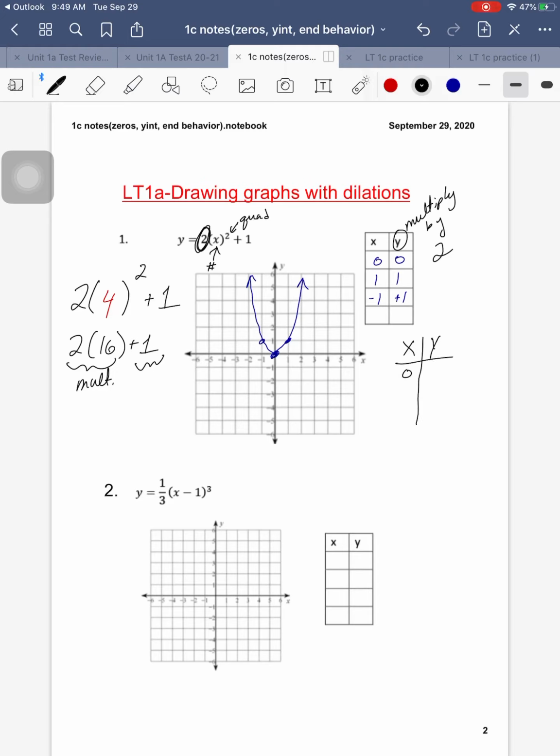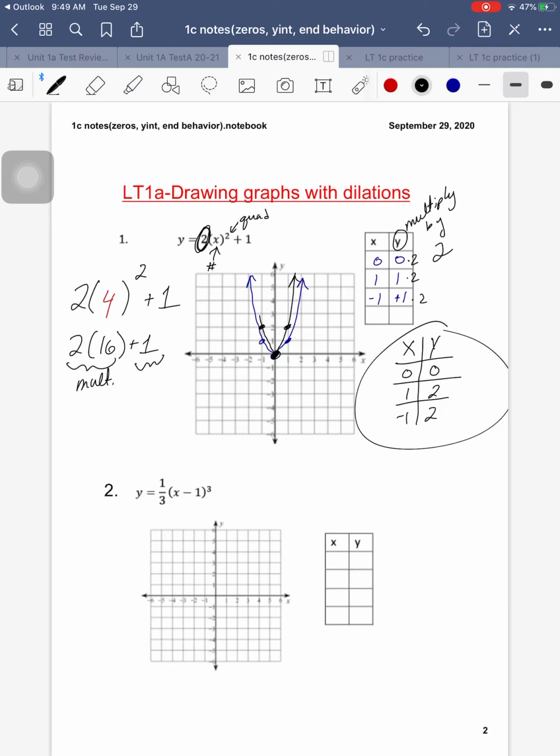So this is going to change our key coordinates. The x's are all going to stay the same, and you multiply each y value. So 0 times 2 is 0. 1 times 2 is 2. 1 times 2 is 2. So now these are our new points. Put those on the graph. So we have (0, 0), (1, 2), and (-1, 2).